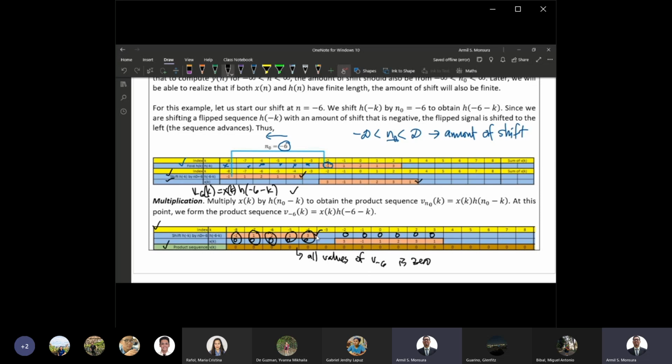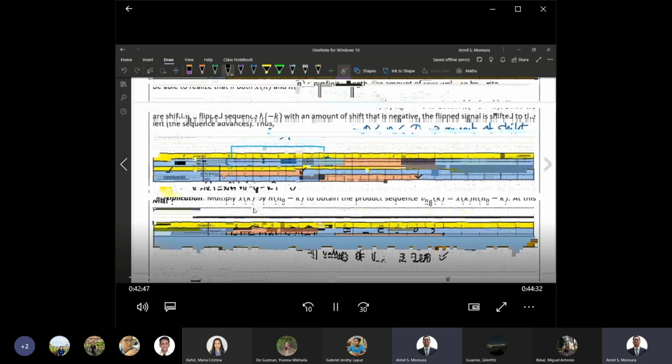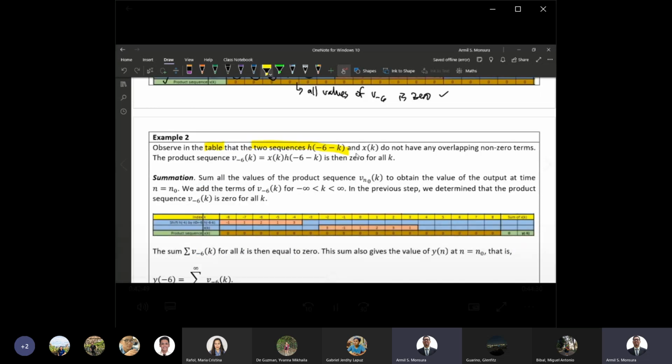Since yung non-zero values ng h of k coincides with the zero values of x, while the non-zero values of x coincides with the zero values of h, so that the product sequence will become 0. So yun yung mangyayari sa multiplication natin. Okay? Then the fourth one. Observe the table that the two sequences, h of negative 6 minus k and x of k, do not have any overlapping non-zero terms. Yan yung tatandaan yung term na gagamit natin mamaya.